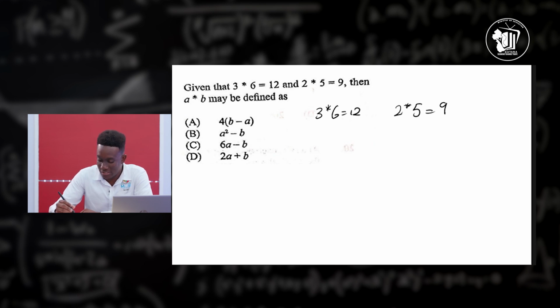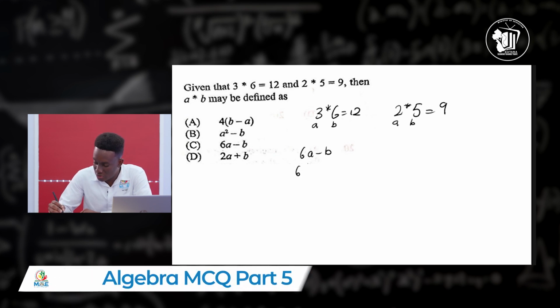So let's try C. So C is 6A minus B. So first of all, let's call this one A and let's call this one B. So 6A minus B would be 6 multiplied by A, which is 3, subtract B, which is 6. So 6 times 3 is 18. 18 minus 6 would then give me 12.